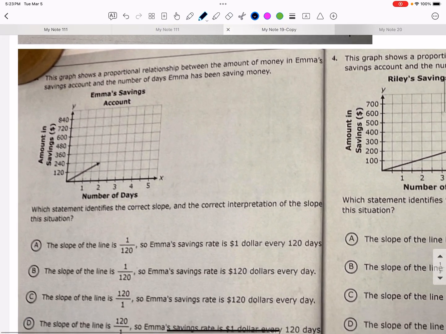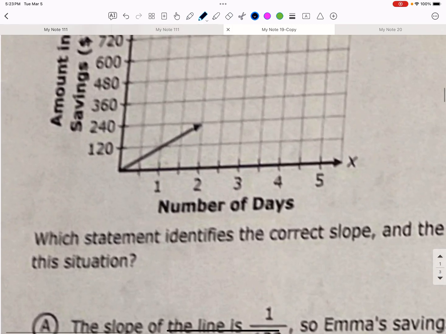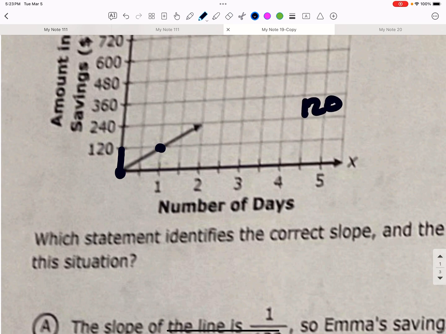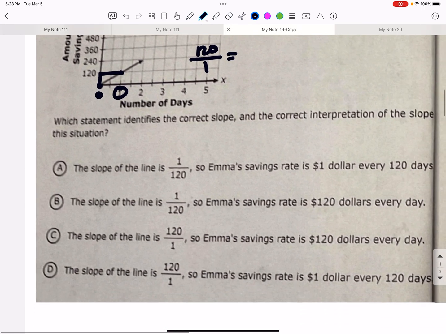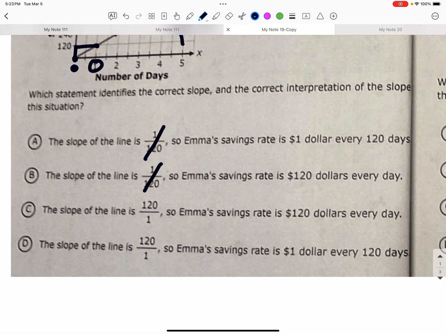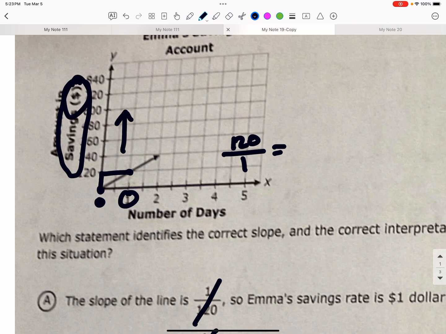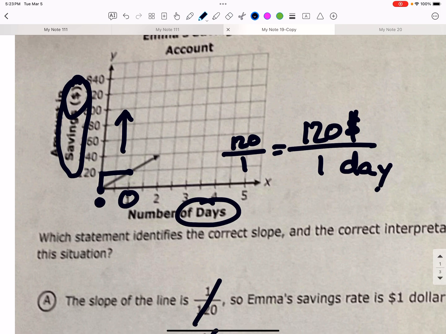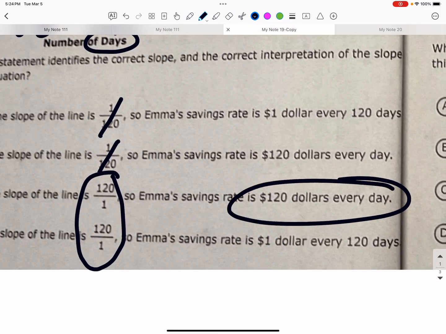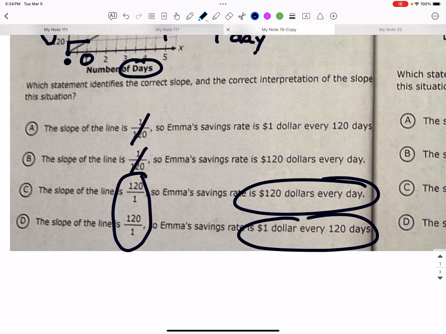Okay, let's see. It starts at 0, 0 and goes up 120 over from 0 to 1. The slope is not 1/120th. It's 120 over 1. So it goes up $120. When you're going up, we're doing dollars. Up $120, and sideways, when we go sideways, we're doing days, every 1 day. Okay, $120 every 1 day. Not $1 every 120 days.